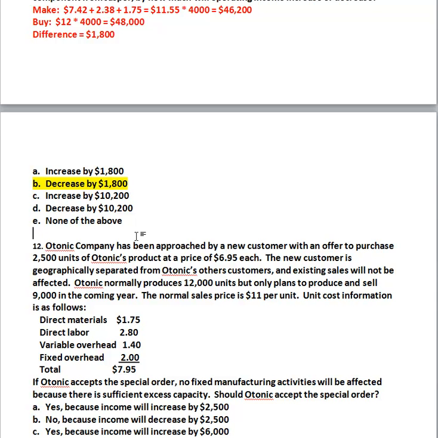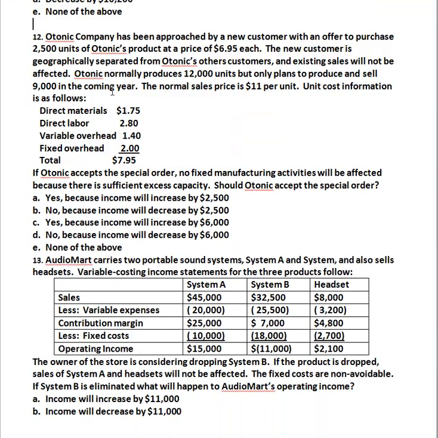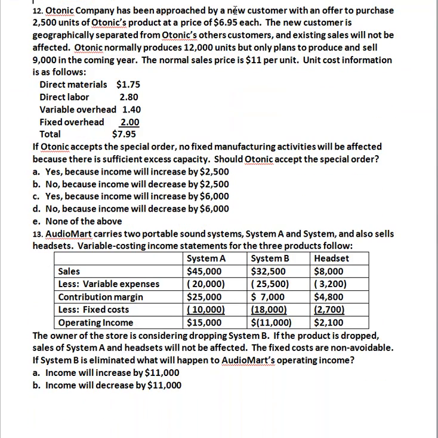Question number 12 is a special order question. It says that the company's been approached by a new customer to purchase 2,500 at a price of $695. No existing sales would be affected. Right now, we're only planning to sell 9,000. We have capacity for 12, so we have plenty of extra capacity to take on the special order.